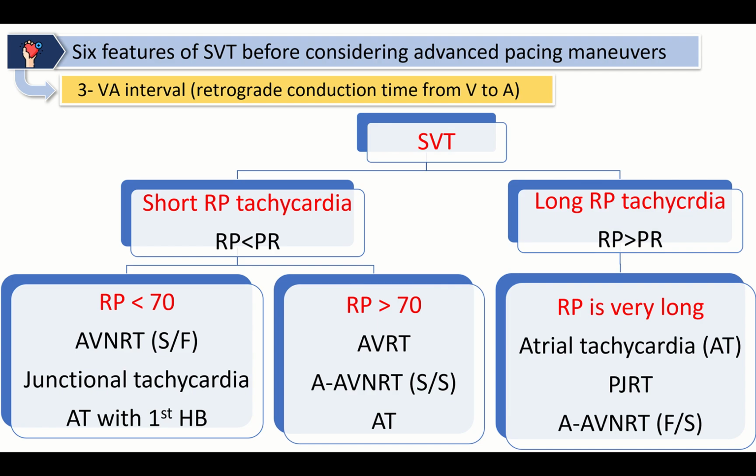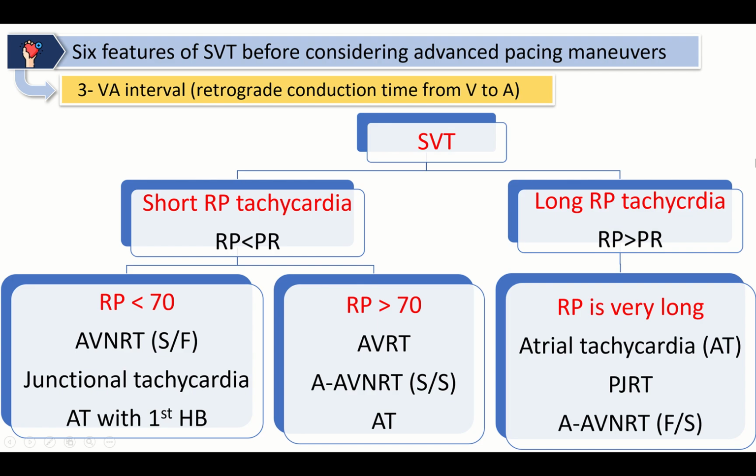So in short RP tachycardia, RP is shorter than PR interval. If RP is less than 70 milliseconds, the most common scenario is atypical AVNRT, slow-fast type, or junctional tachycardia, and sometimes atrial tachycardia with first degree heart block, where the PR interval is prolonged. If RP is more than 70 milliseconds in short RP tachycardia, AVRT with an accessory pathway is likely. However, it may be atypical AVNRT, slow, or atrial tachycardia.